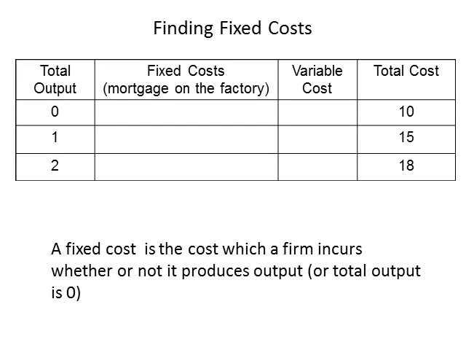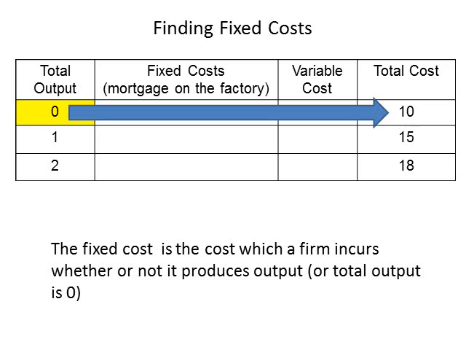A fixed cost is a cost which the firm incurs whether or not it produces any output, or when total output is zero. So to find the fixed cost, let's look at the table and find where the firm produces no printers. The first step is to look down the total output column to the place where the output is zero. Once that place has been found, move directly across the columns until you reach the total cost column. In this case, the total cost of producing 0 printers is $10.